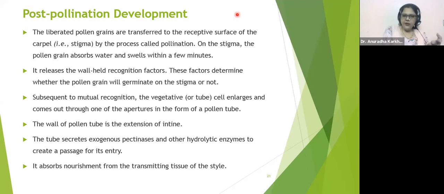Only then what will happen? The vegetative cell enlarges because it has taken in the sugar solution, so it becomes swollen, right? So it will bulge. Now the pressure has to be released. It can't afford to burst open. If it bursts, the male gametes will be lost on the stigma only. How will they reach the egg? They have to reach the egg. So they cannot afford to burst.